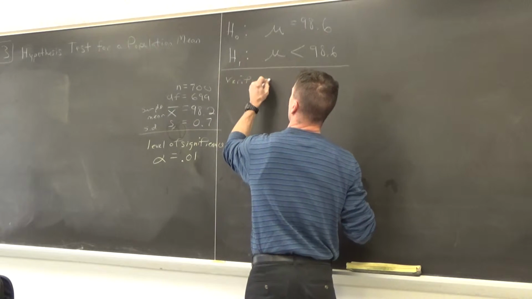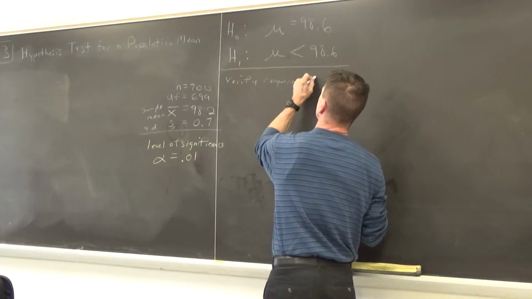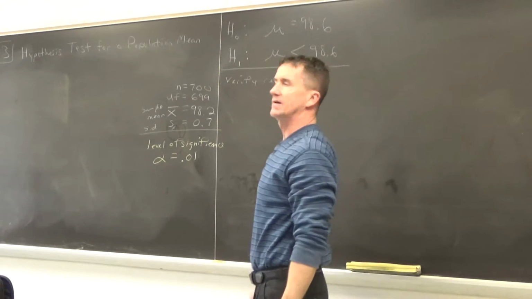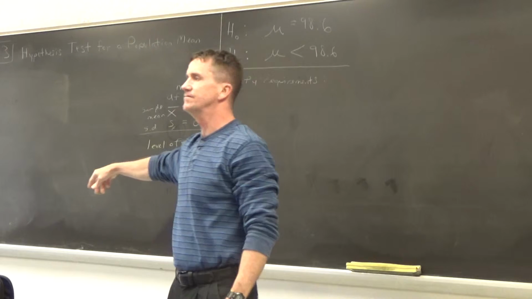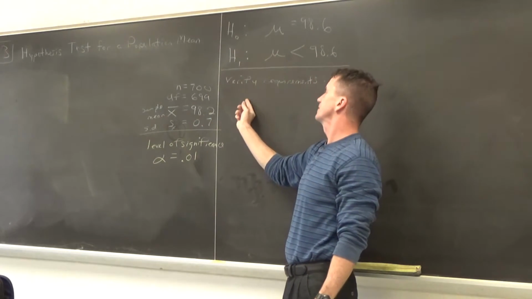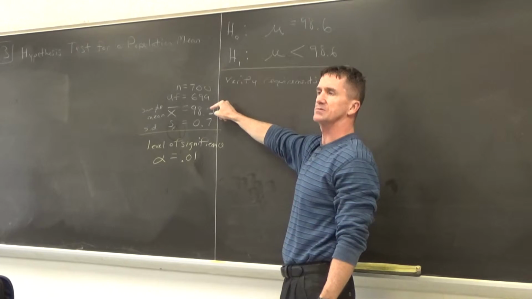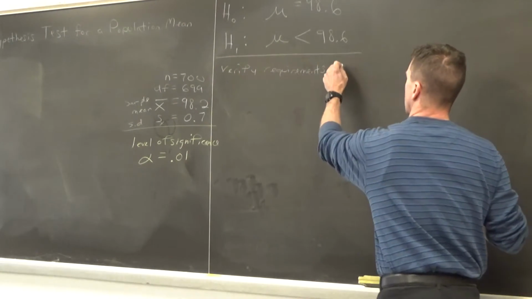We're going to verify any requirements to ensure that the distribution of the sample mean is approximately normal. Cool? That's what we're going to do. Verify requirements to ensure that the distribution of sample mean is approximately normal. What is it for means? Do you remember? N greater than 30. N greater than or equal to 30.